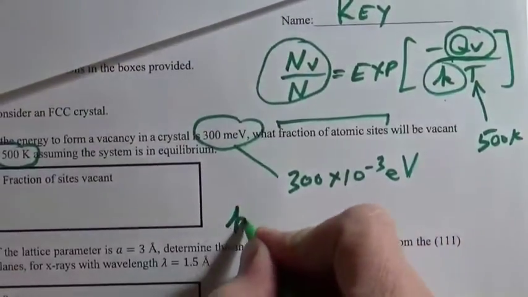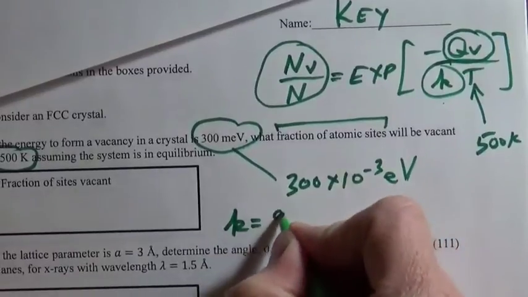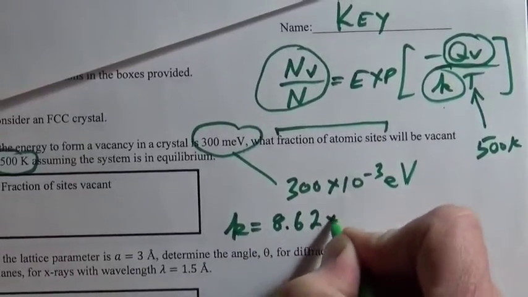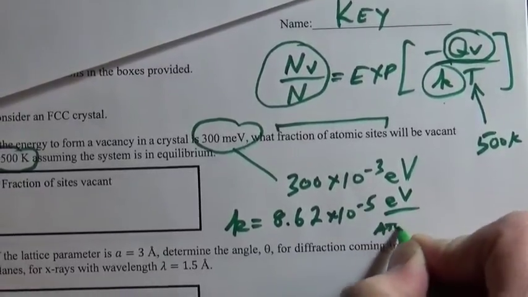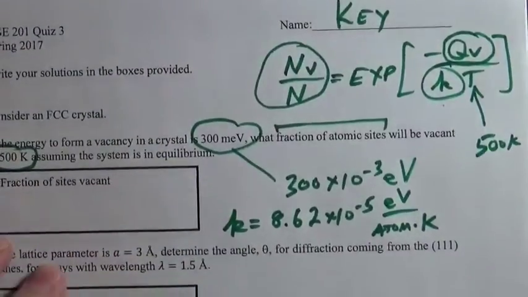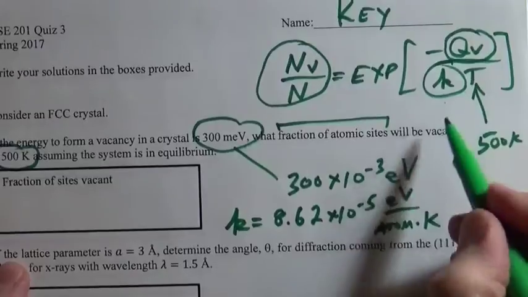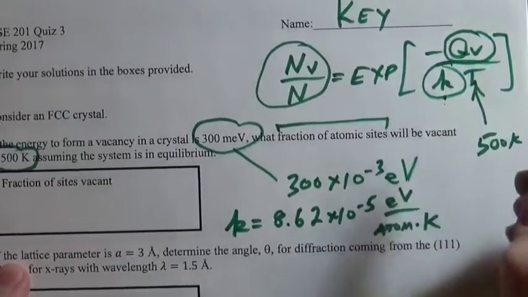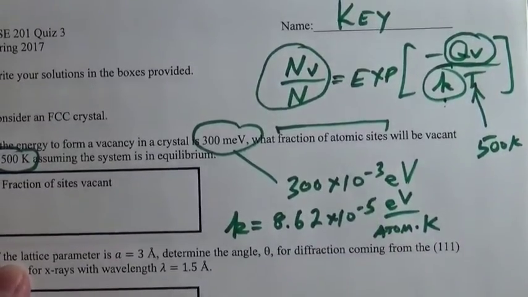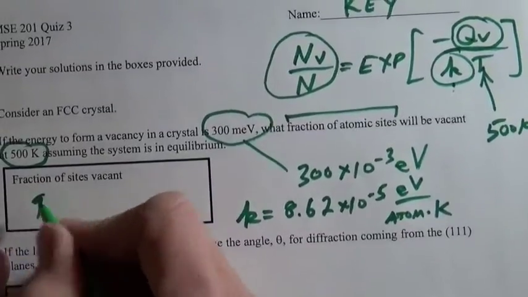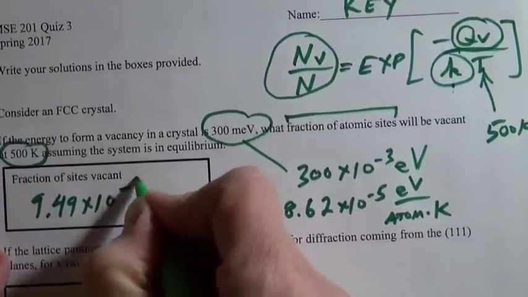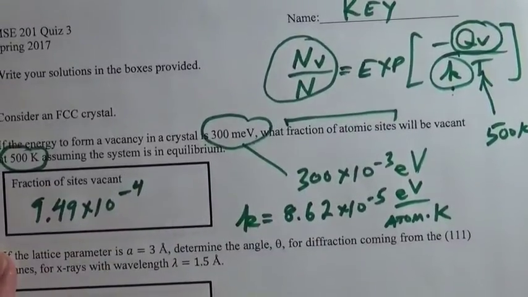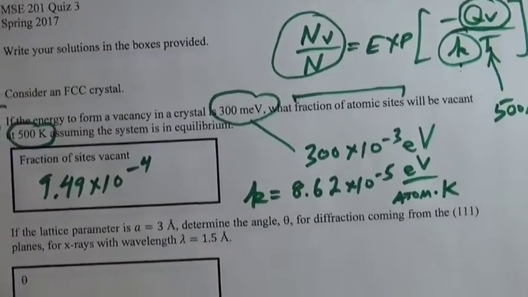So k is equal to 8.62 times 10 to the minus 5 eV per atom K. And substituting in for k, T, and Q, we get 9.49 times 10 to the minus 4. Okay, next question.